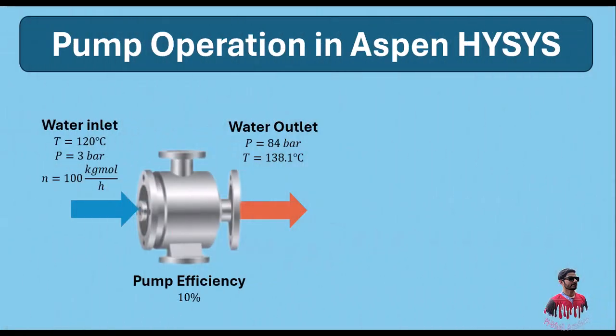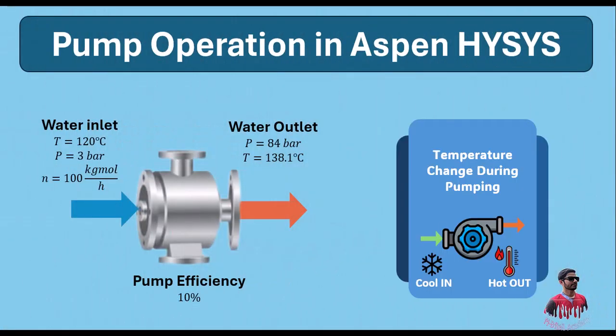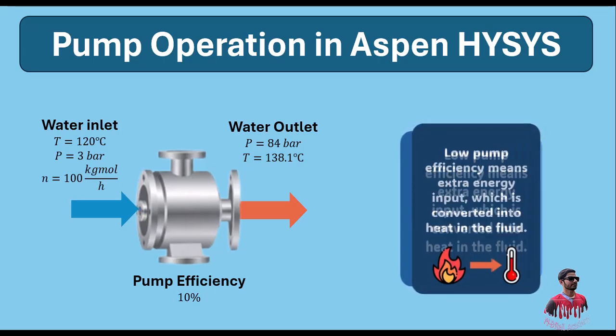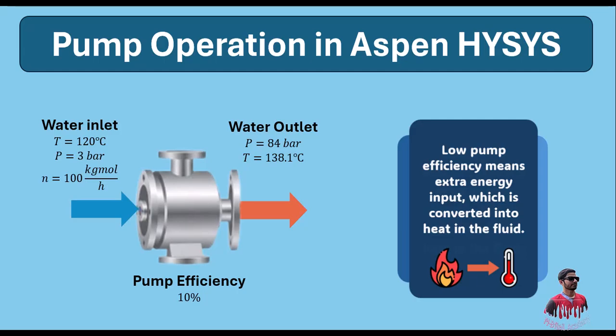This example demonstrates that pumping a liquid increases its temperature. In this case, the pump efficiency was only 10%, resulting in an 18 degrees Celsius rise in water temperature. The lower the pump efficiency, the greater the temperature increase of the pumped fluid. This occurs because a low-efficiency pump requires more energy to achieve the same outlet pressure, and the extra energy is transferred to the fluid.